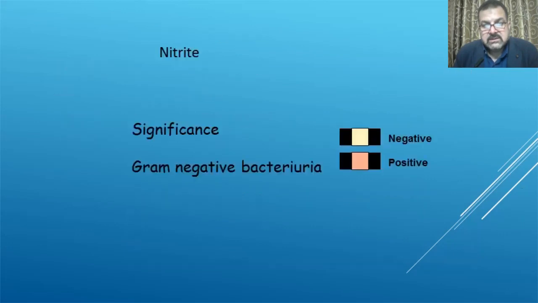I will skip these. Nitrate: you know there are some bacteria which convert nitrate to nitrite, like gram-negative organisms, which are the most common organisms that can cause UTI in urology. Here nitrate is either positive or negative.